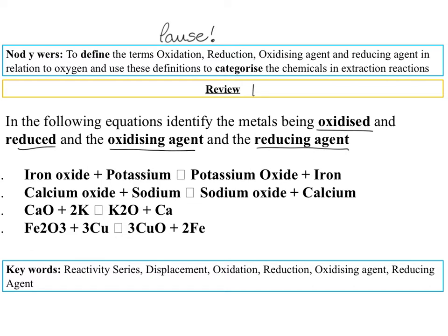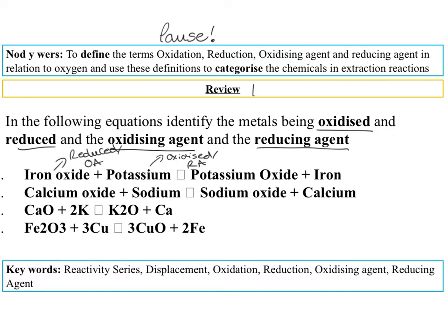Right, let's check our answers then. So which one is being oxidized? Potassium is being oxidized, which makes it the reducing agent. That means that aluminium iron oxide is being reduced, and that makes it the oxidizing agent.